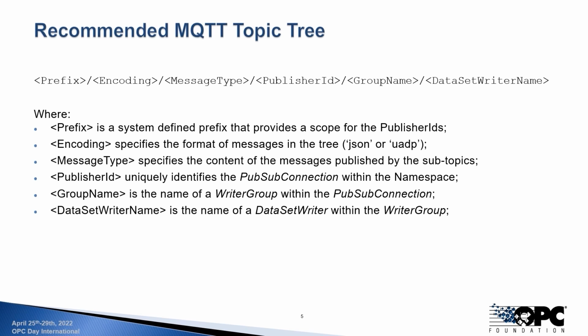The publisher can represent a device, but it doesn't have to. A device can have many publishers. In some cases, you can have redundant devices that are publishing to the same publisher ID. These are all decisions that are made by the system architect. The group names themselves, it's up to the system architect to determine what groups make sense for the given data or events that they're publishing. And the dataset writers represent messages that are put on the wire. So each dataset writer has a different set of fields that are bundled into a message and published to the broker.